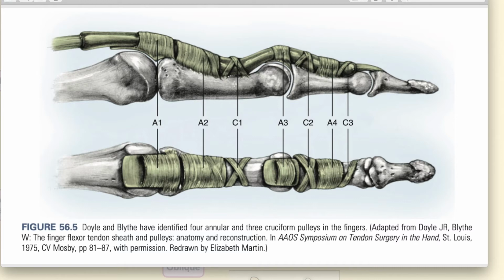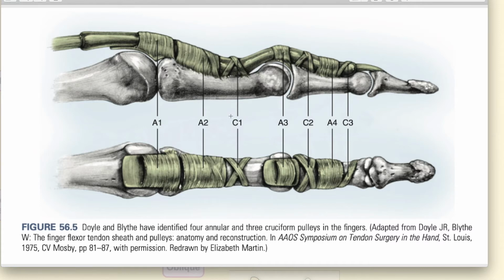While the A2 and A4 have a crucial function to prevent bowstringing of the tendons, the A1 and A3 pulleys are not so significant in their function, and therefore the release of A1 surgically, which is done in certain cases of trigger finger, will not alter any hand function.